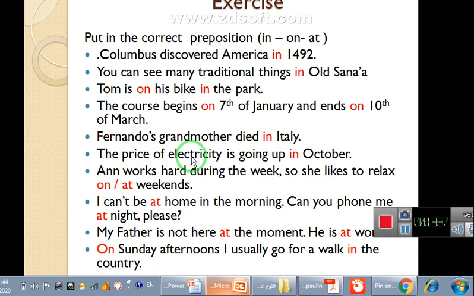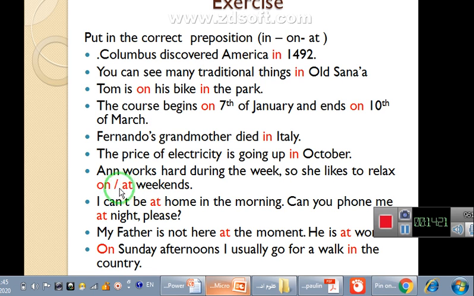the price of electricity is going up. سعر الكهرباء ارتفع. و I have here October، شهر أكتوبر، وإحنا عارفين إن الشهور نستخدم قبلها in لأنه أجا شهر فقط. إذا أجا تاريخ كامل فبنستخدم on، but here is only a month، شهر فقط فنستخدم in. Anne works hard during the week. Anne تشتغل بجد خلال الأسبوع so لذلك she likes to relax، تحب أن ترتاح. ومعي كلمة weekends اللي هي نهاية الأسبوع. نحن اتفقنا إنه نهاية الأسبوع I can use on or at. both are correct، كلاهما صح.